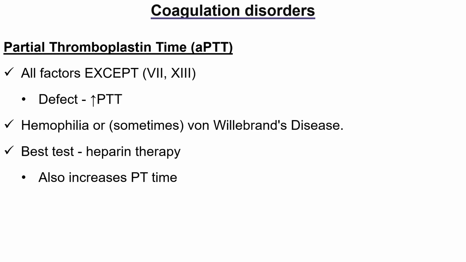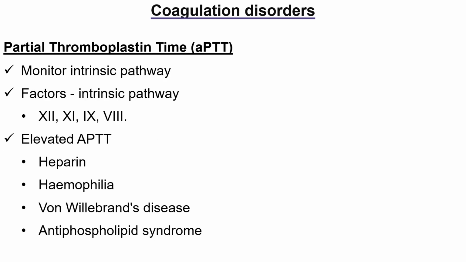It is the best test to monitor heparin therapy. However, heparin also increases the prothrombin time. It monitors intrinsic pathway. So the common factors in intrinsic pathway are 12, 11, 9 and 8. So APTT is elevated during heparin therapy, hemophilia, von Willebrand's disease, and APLA.